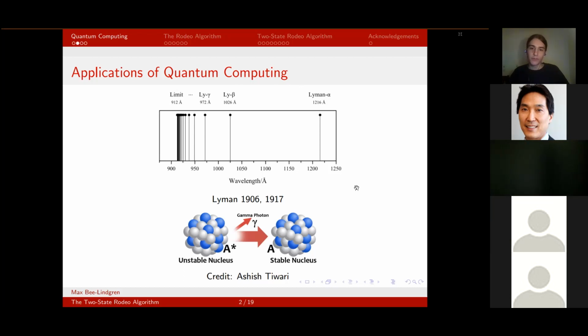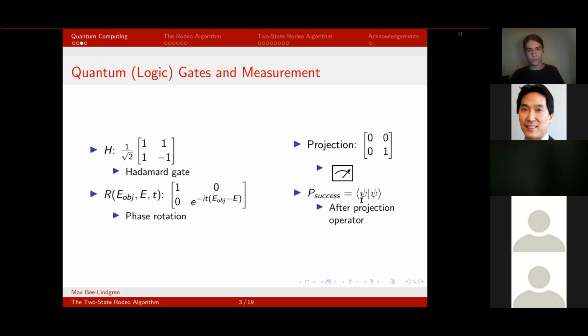So there are a number of algorithms that do this, one of which is the Rodeo algorithm, which some of you may have heard of, and I'll be explaining in more detail later. What I'll be focusing on is a new application of quantum computing, which is calculating these gamma decay transition matrix elements. So for an unstable nucleus in a more excited state, it will fall to a lower energy level, and the matrices that guide this are of interest to nuclear physicists.